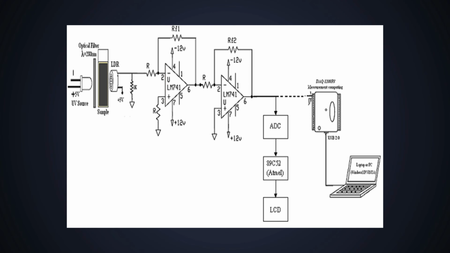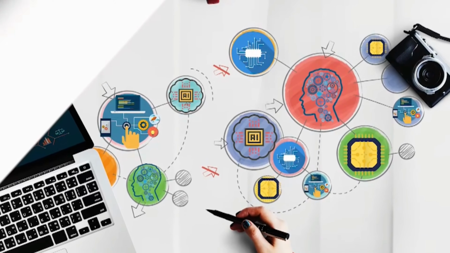Today we are going to see a component without which any analog electronic circuit is incomplete. Have you ever seen those small triangular symbols in the circuit diagram? Yeah, those are called op-amps. And yes, we are going to talk about those in this video. So let's start.